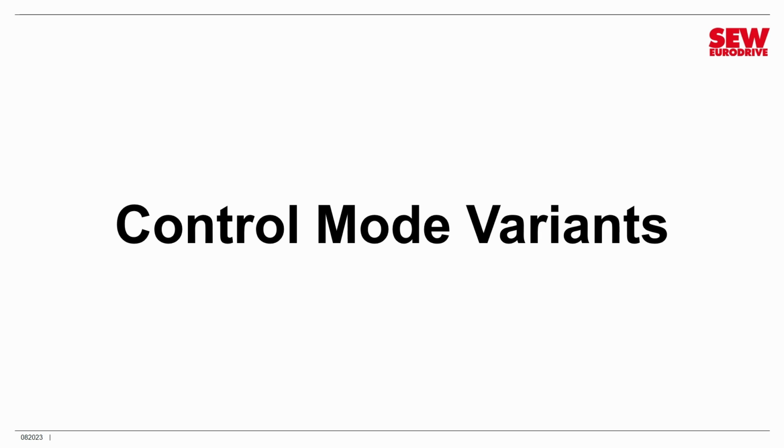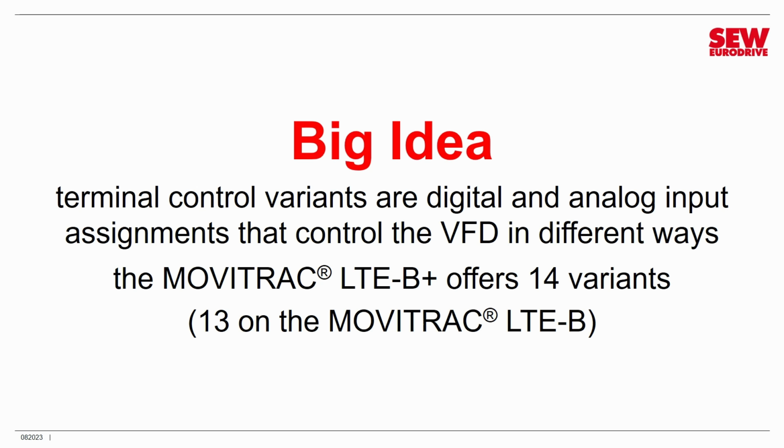Now, there actually isn't just one terminal control mode. There are actually quite a few of them. So instead of calling them different modes, we say these are variants on the control mode. Let me define that term so you understand what I'm talking about. Terminal control variants are digital and analog input assignments that control the VFD in different ways. There are actually 14 different ways you can use digital and analog signals to control a MOVITRAC LTE-B+. The MOVITRAC LTE-B only has 13 variants, so there's one less. All right, let's talk about the variants here.